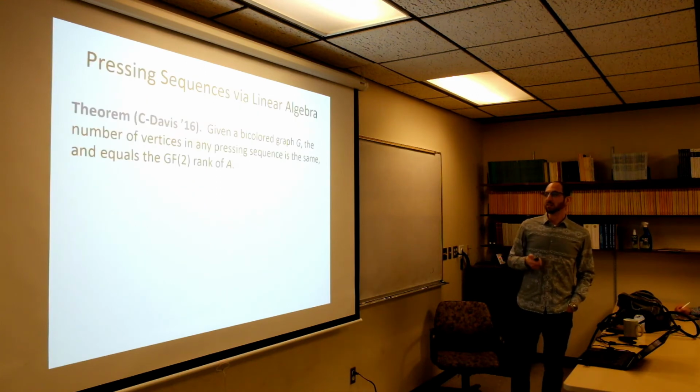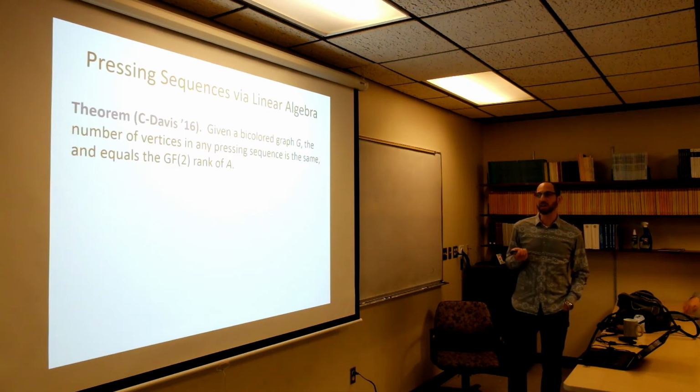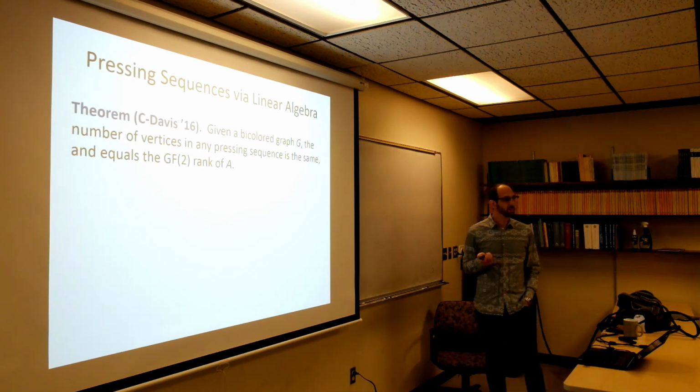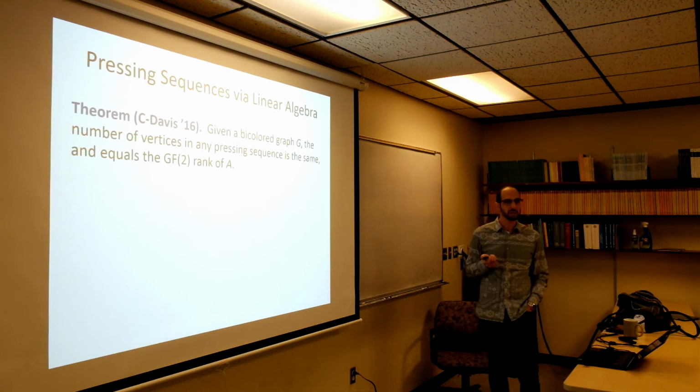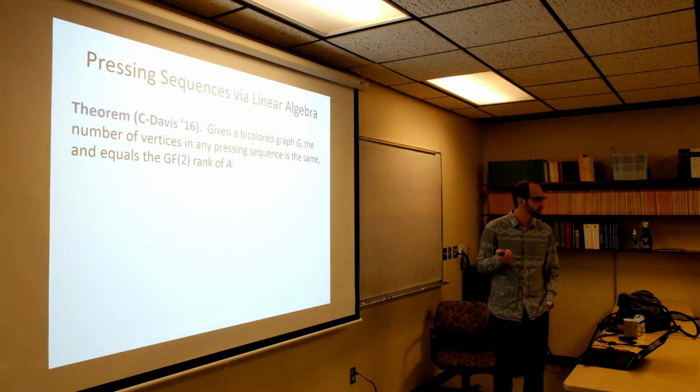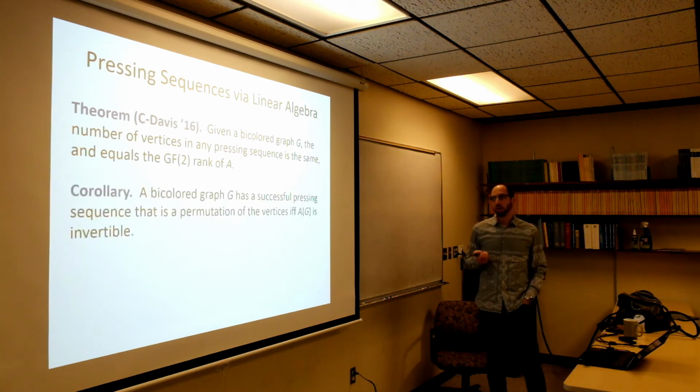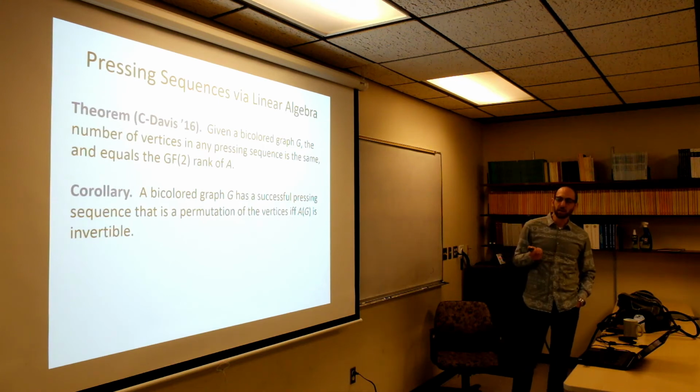So the theorem is that, given a graph, and this is more or less immediate from what I just said, the number of vertices in any pressing sequence is the same, no matter what the pressing sequence is. Which is a little bit surprising. A priori, it's not obvious that every pressing sequence should have the same length. The simplest reason to explain this is that it's just the rank of that matrix over GF2. Furthermore, that means that a bicolored graph has a successful pressing sequence that goes through every single vertex if and only if it has full rank, if and only if the matrix is invertible.